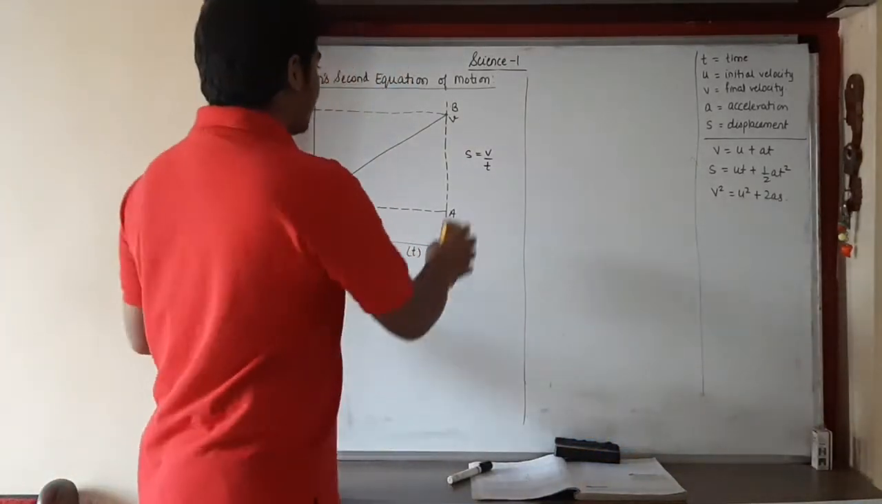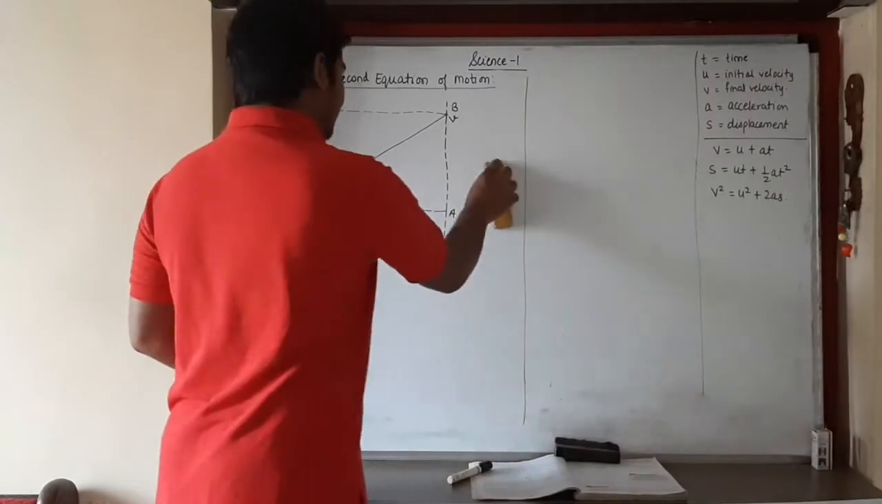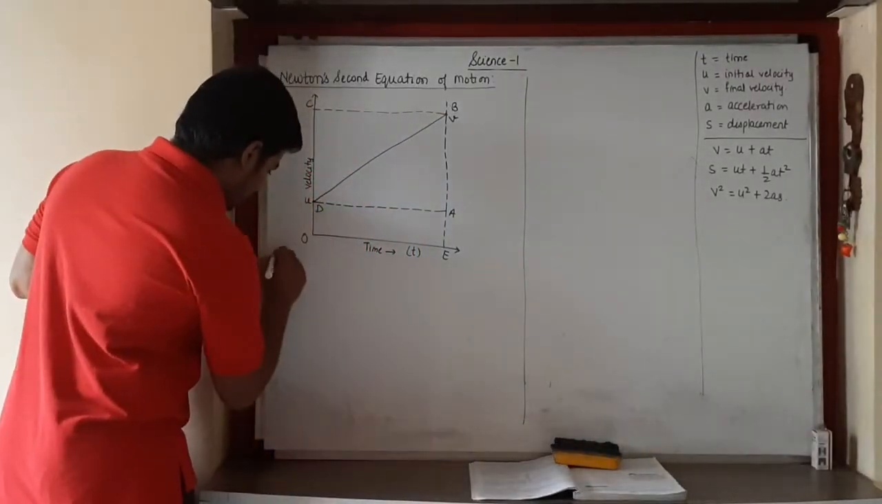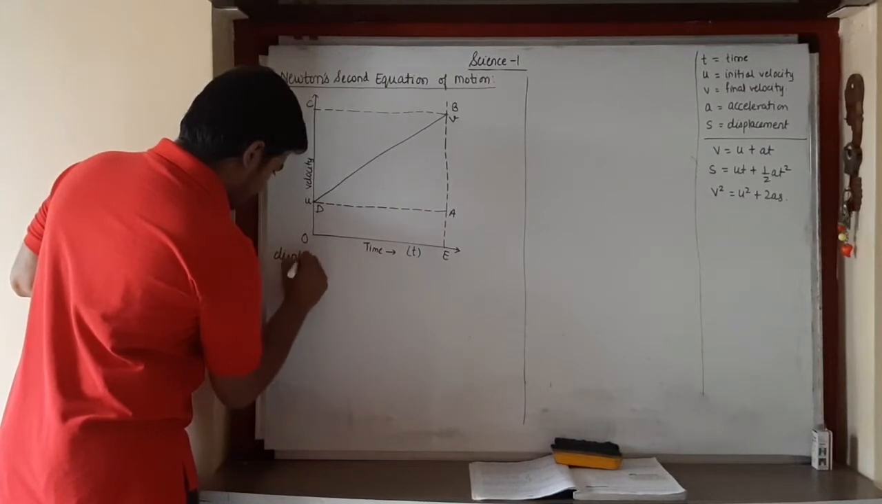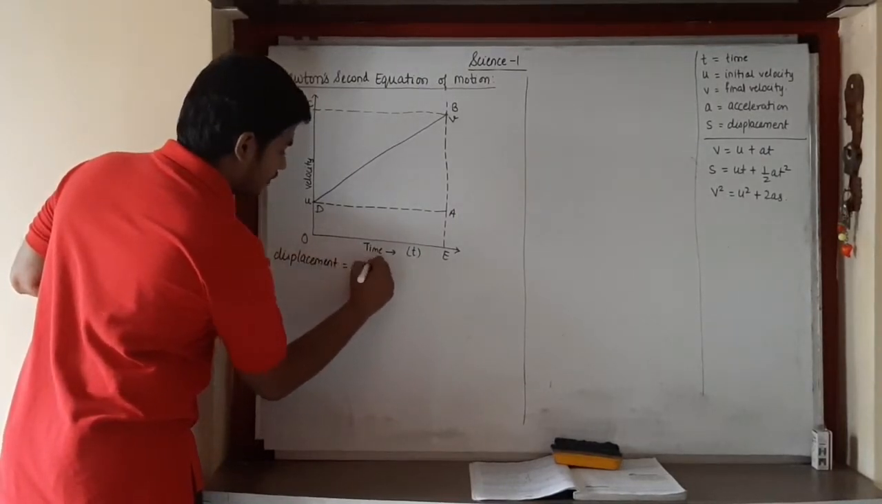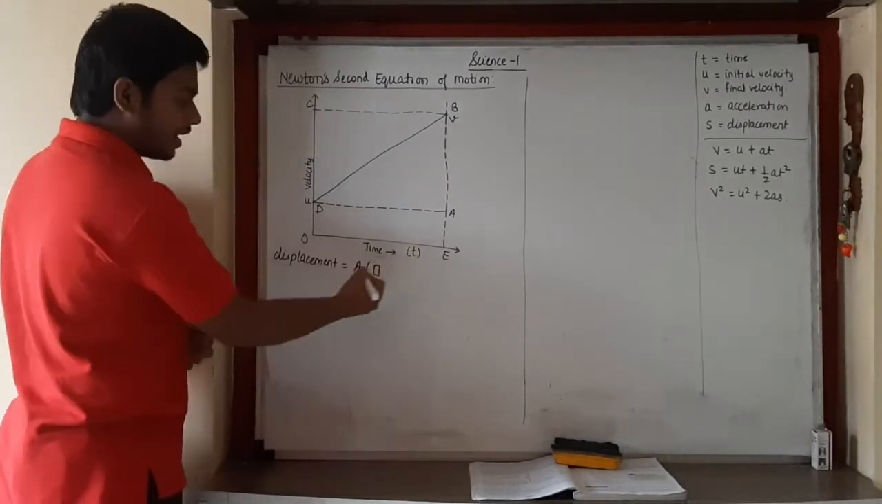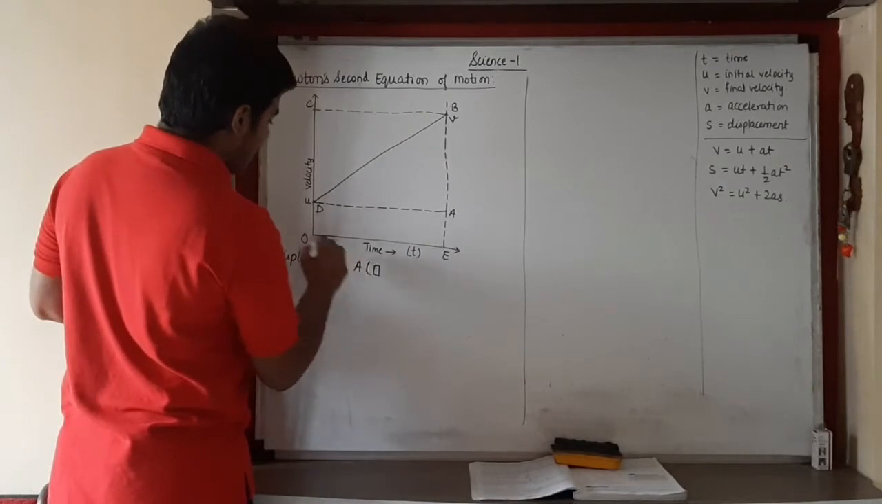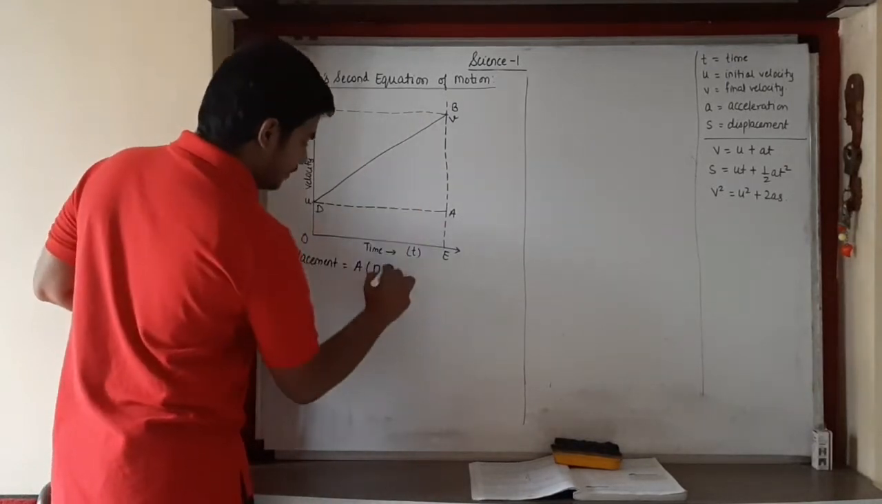So what we will write here is, we will write displacement equals area of quadrangle. Now it is written completely in the textbook, I am just writing it symbolically. Area of quadrangle ODBE.